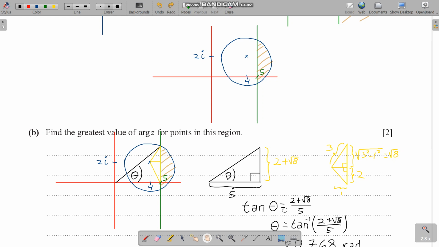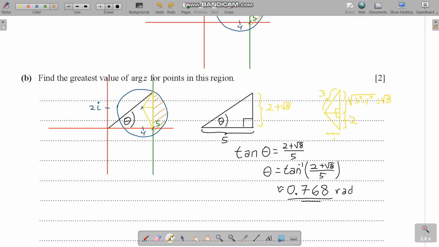Now we can use tangent. Tangent theta is opposite over adjacent, and then use inverse tangent. We get the answer, if you use radians, 0.768.